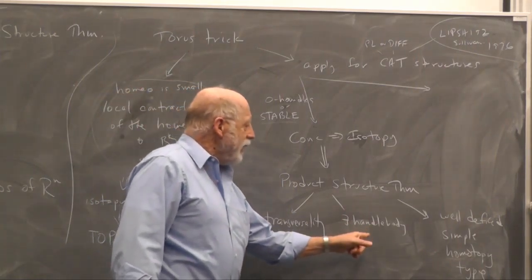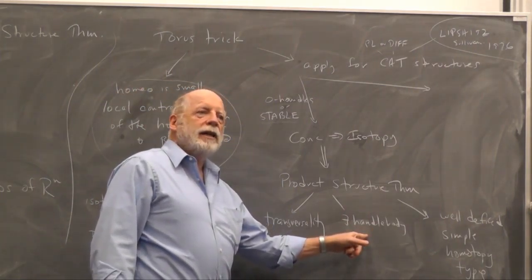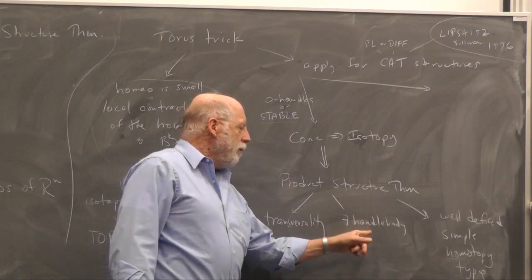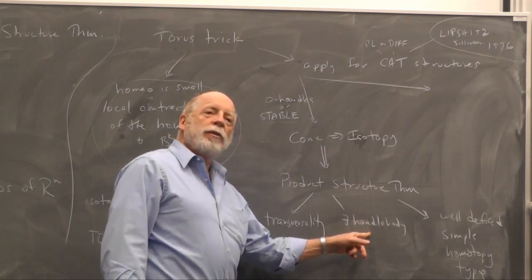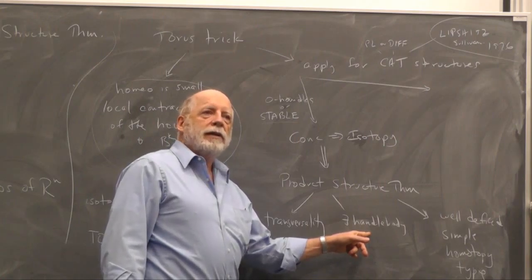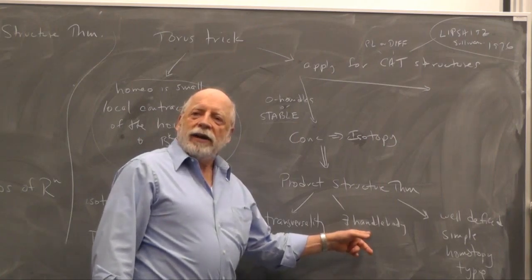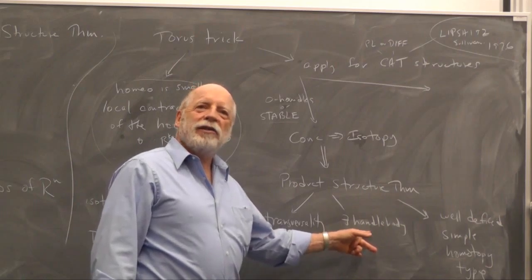And by the way, I think I said something incorrect here. I think I said that all manifolds except for non-smoothable four manifolds have handle bodies. Well, when I thought about it, I don't think I know how to do this in dimension five.